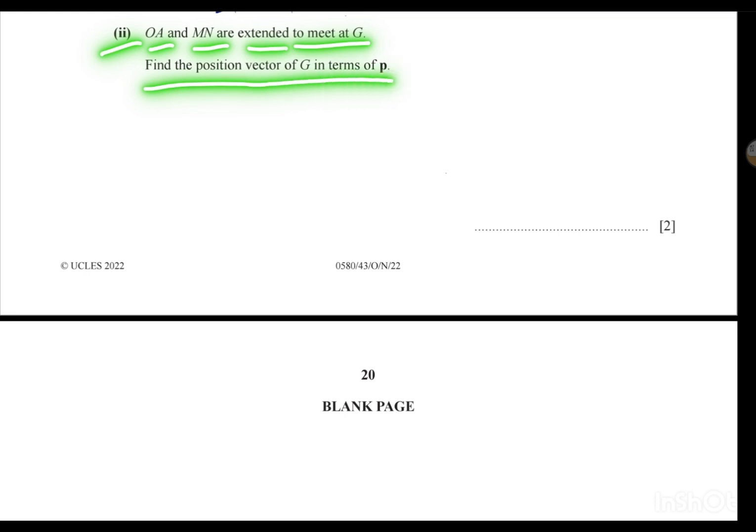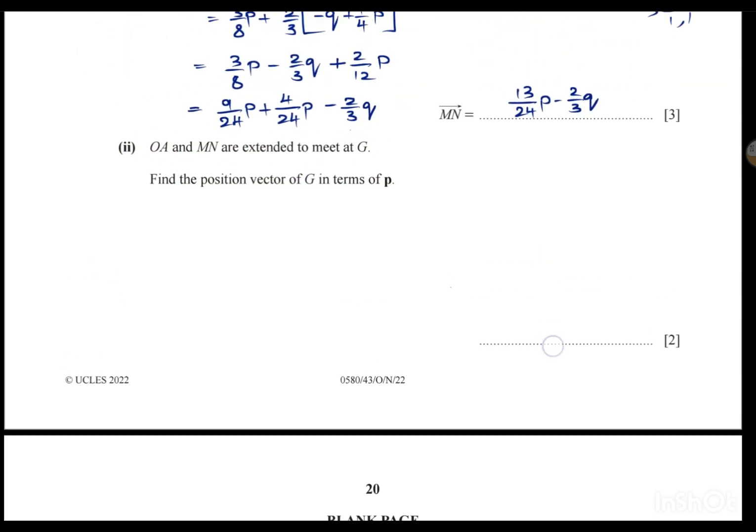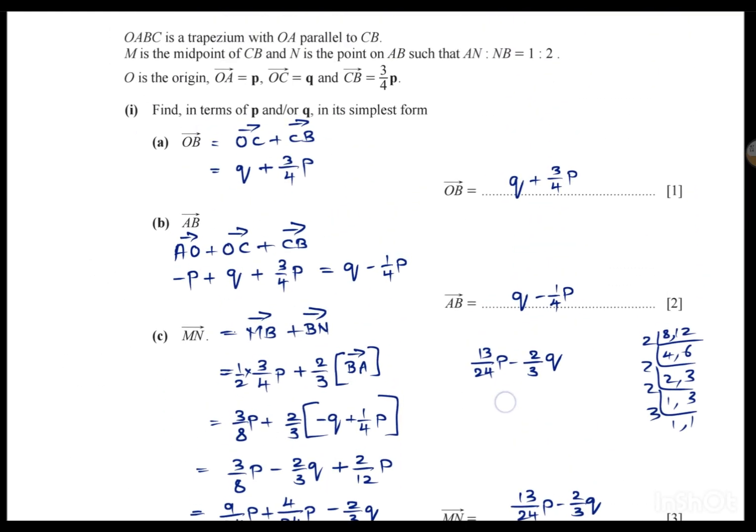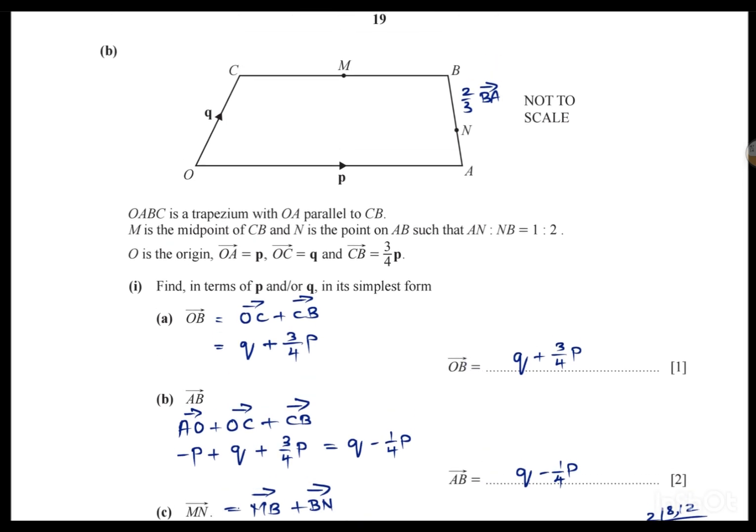Question 2. OA and MN are extended to meet at G. Find the position vector of G in terms of P. So we have to extend OA and MN. Let me draw MN like this, and OG also. Okay, so this is done here, and it is meeting at G.